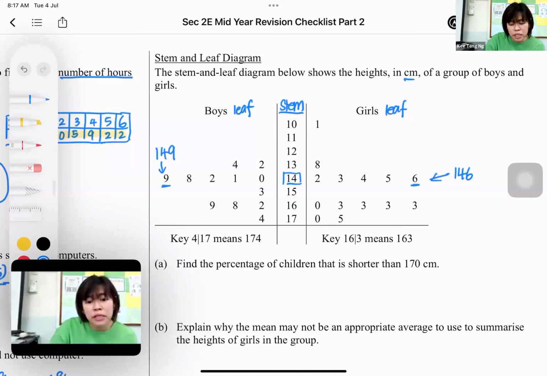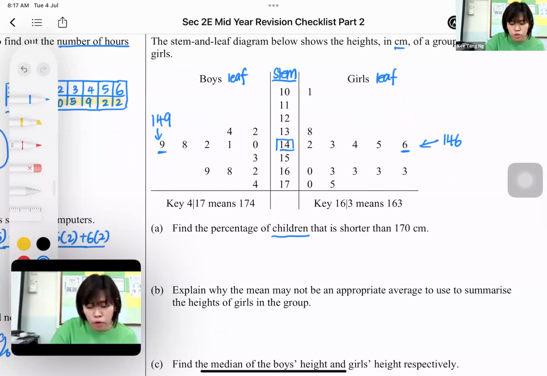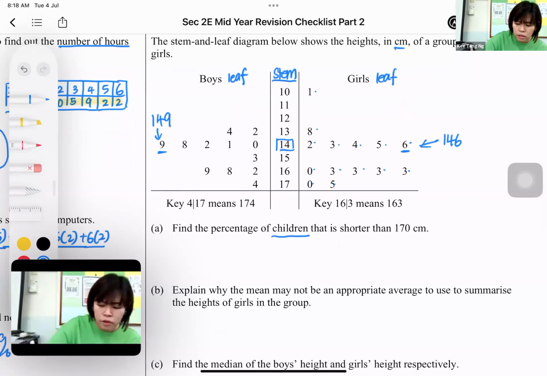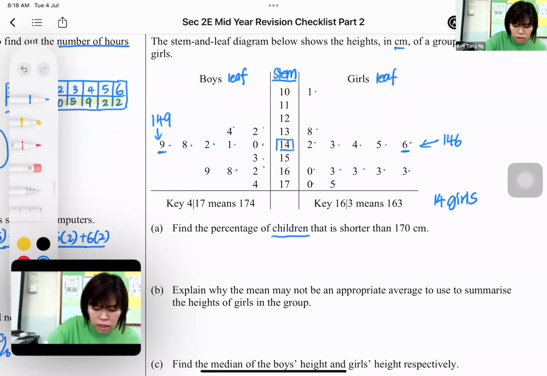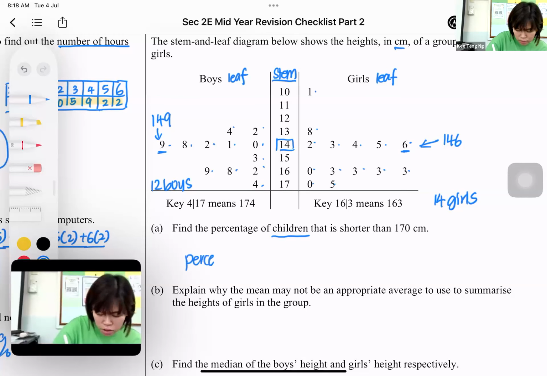Right, find the percentage number of children out of children. So I need a total number of children. So I need to count 1, 2, 3, 4, 5, 6, 7, 8, 9, 10, 11, 12, 13, 14. So there are 14 girls, in case I need to use it later. 1, 2, 3, 4, 5, 6, 7, 8, 9, 10, 11, 12. There are 12 boys. So out of my total number of children, there are 26 children.